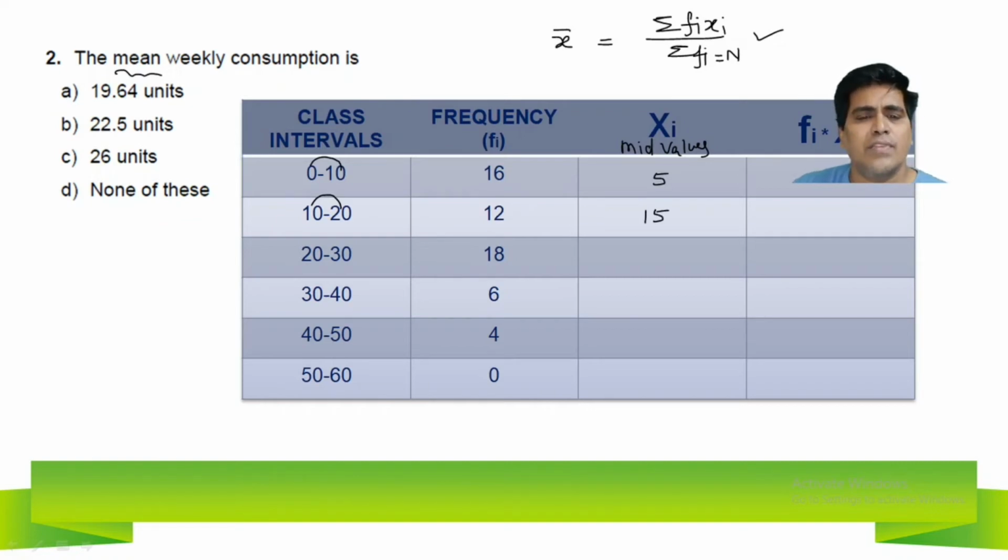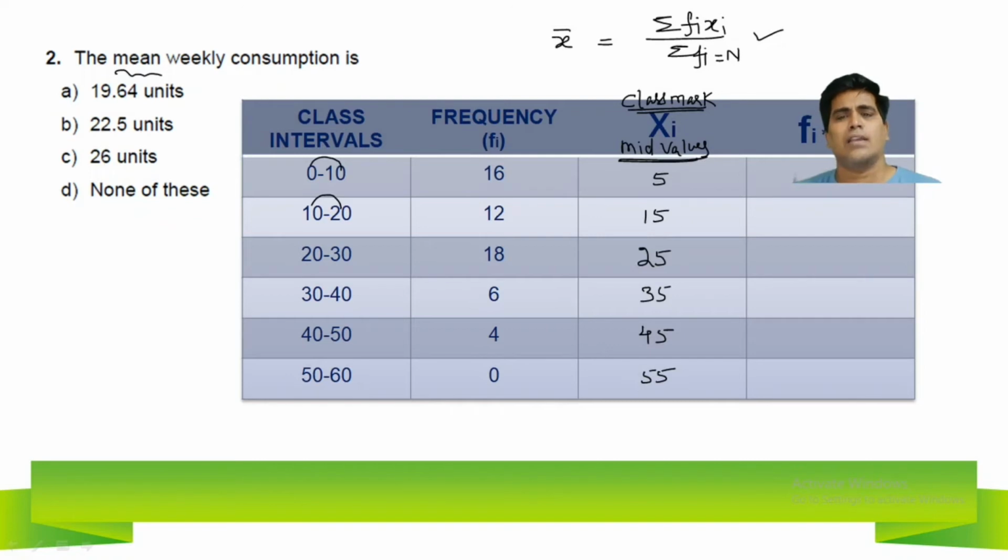So based on this, we will get the remaining values. Just add 10 to each one. Why? Because the class length is 10 in all classes. So we can add 10 here. So this becomes 25. This becomes 35. This becomes 45. And this becomes 55. So we got the mid values, or we can call them class marks, that is xi.